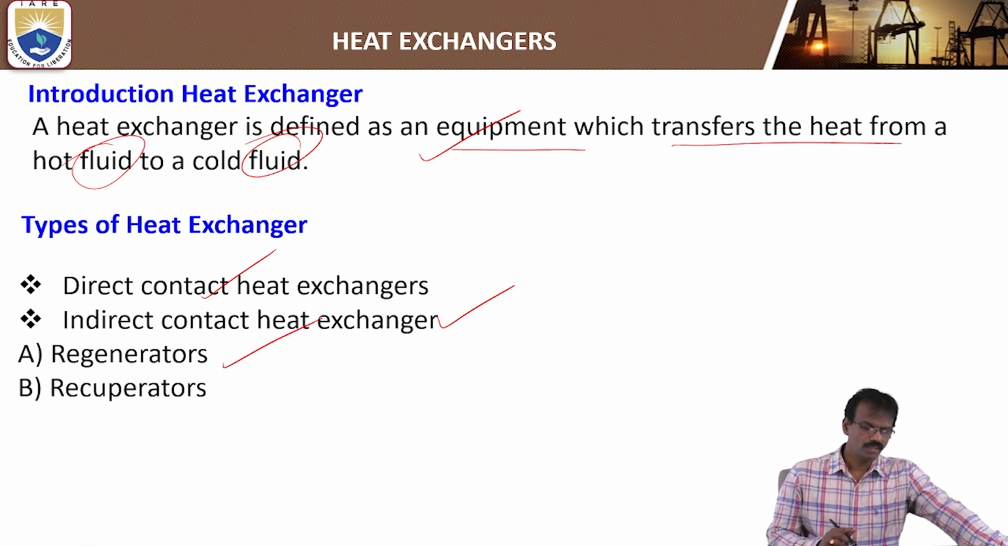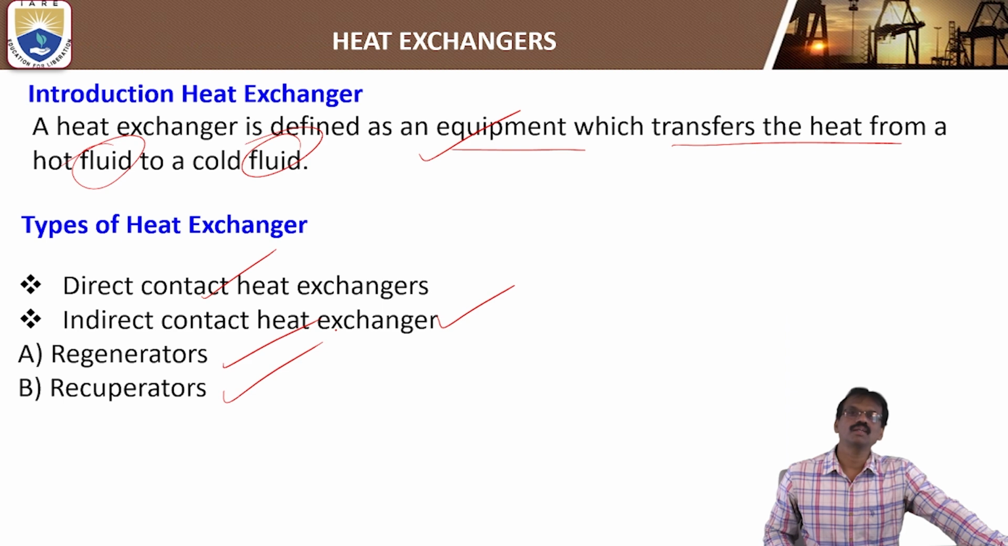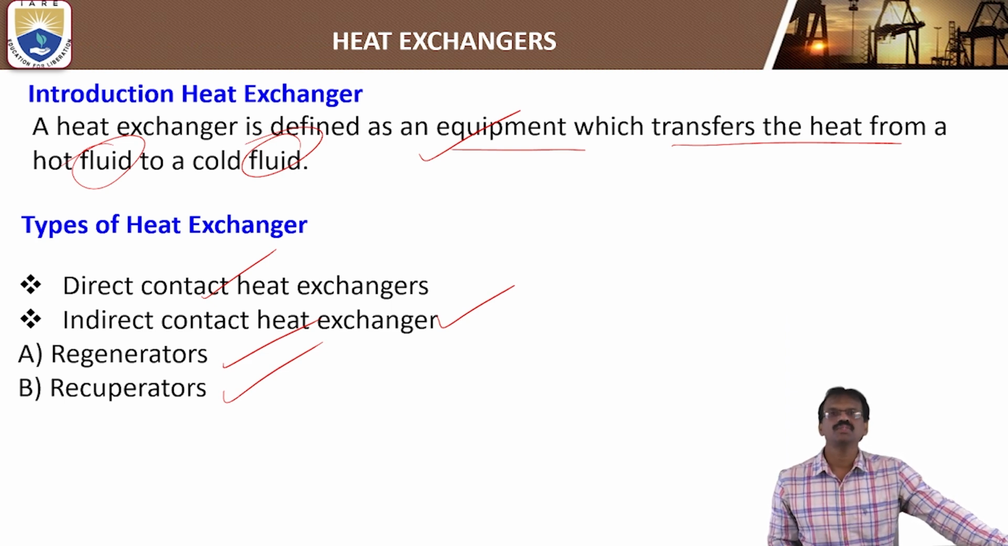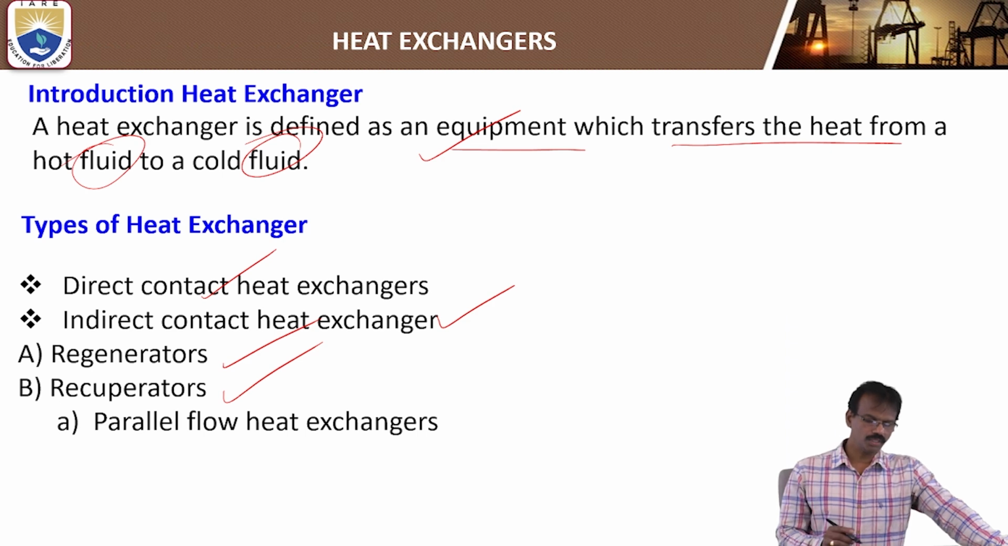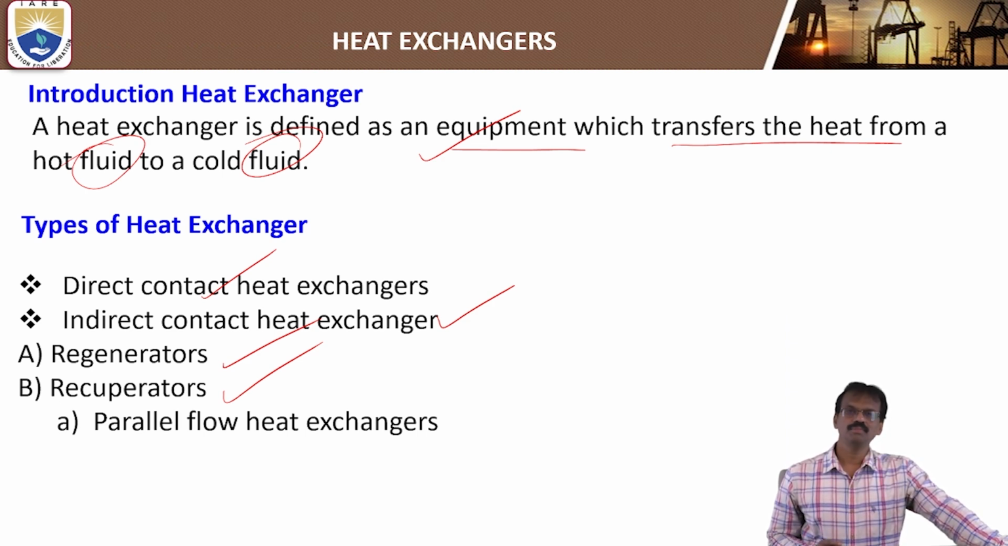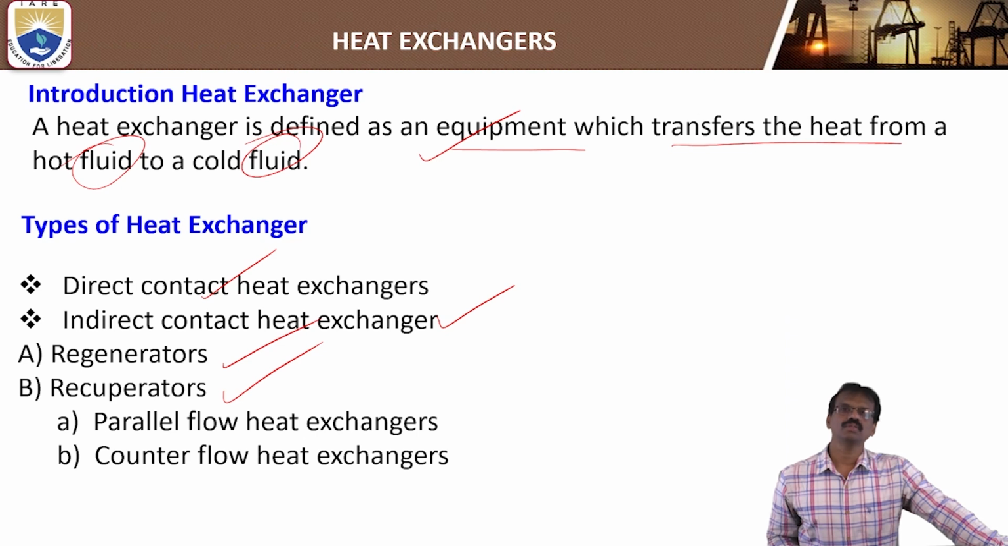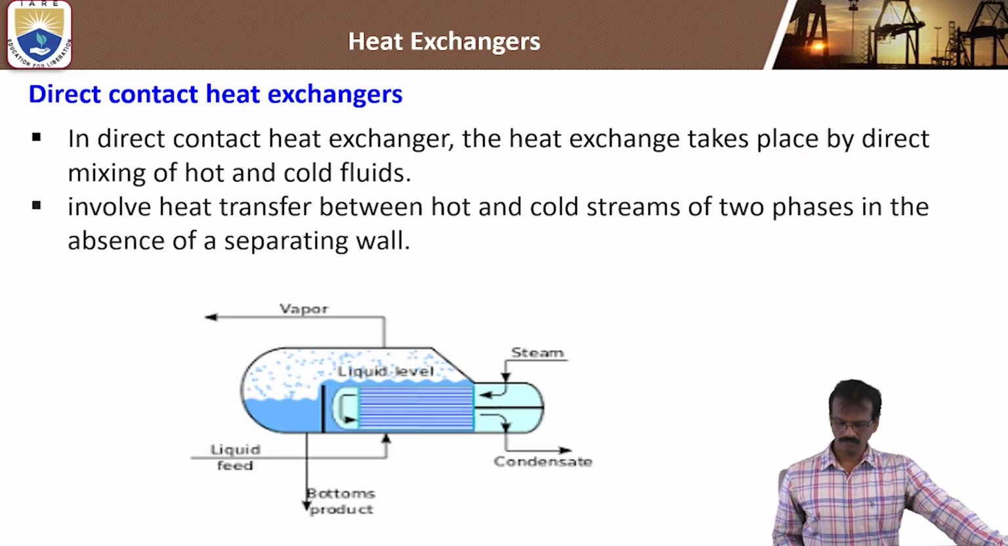We'll see what regenerators are, and under which, what types of heat exchangers are covered. What are recuperators, and what types of heat exchangers are covered under this one? We'll see those things also. Recuperators mainly include parallel flow, counter flow, and cross flow. So we'll see one by one. Compact heat exchangers also we'll see, and next shell and tube type heat exchangers also we'll see.